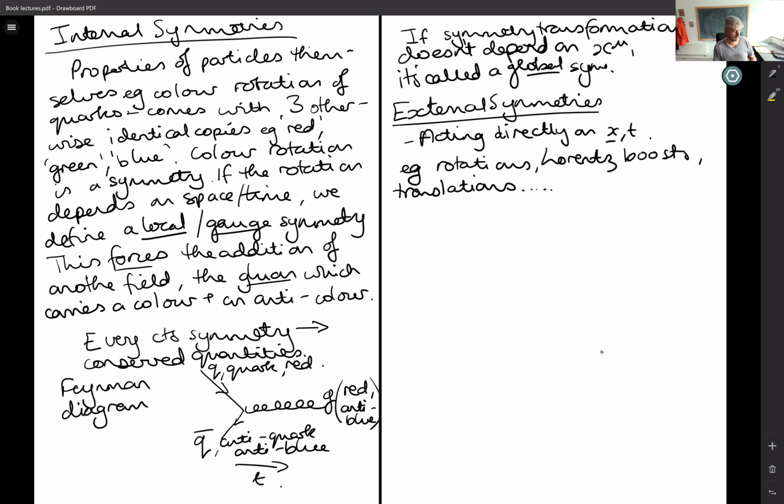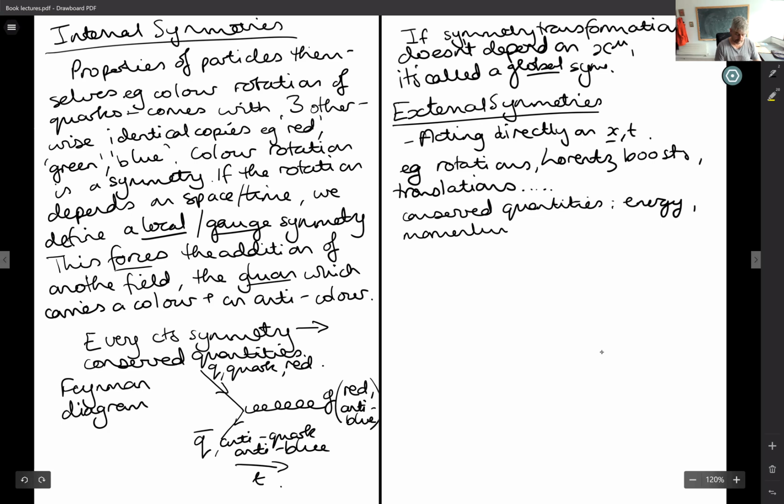And so the conserved quantities that come along with these symmetries, well, the translation in time gives you a conservation of energy. Translation in space, symmetry gives you conservation of momentum. Rotational symmetry gives you conservation of angular momentum, etc.